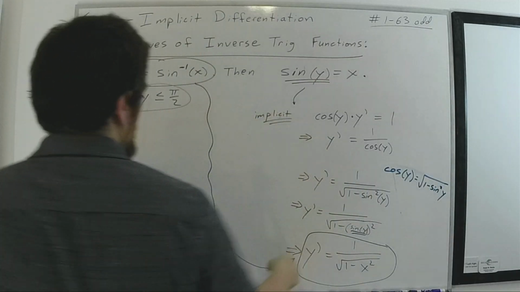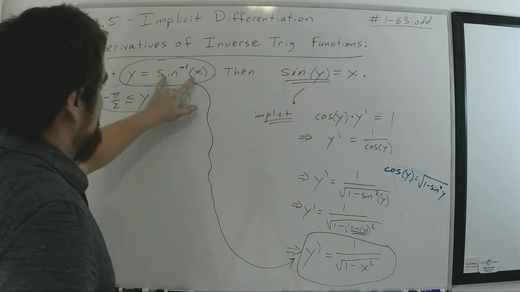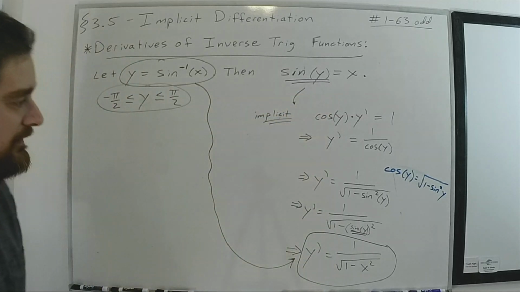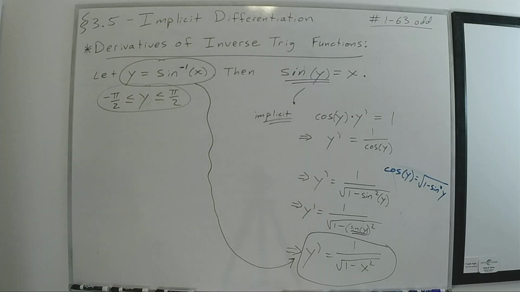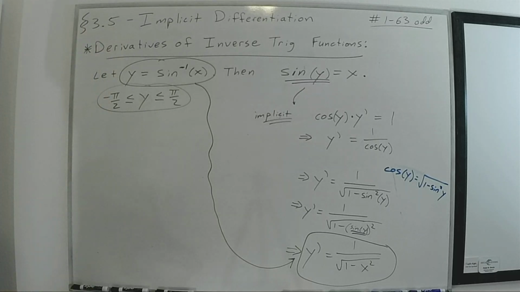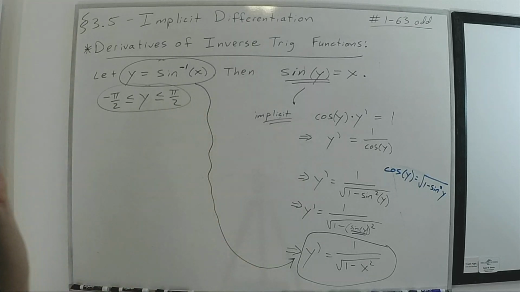This is way too cumbersome to do every time. Right? If someone tells me to differentiate the sine inverse function, I do not use implicit differentiation. I just know that this is the derivative of the sine inverse function. And that's what we're going to do. There's only 6 inverse trig functions that we need to really worry about.